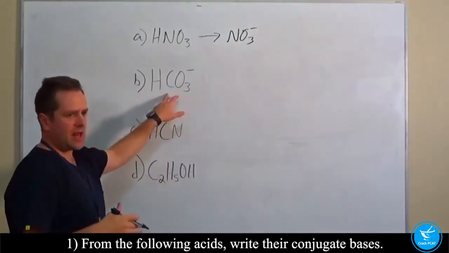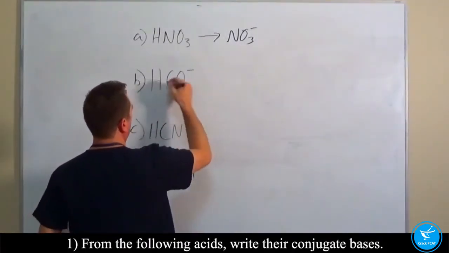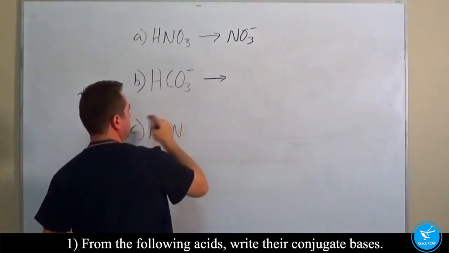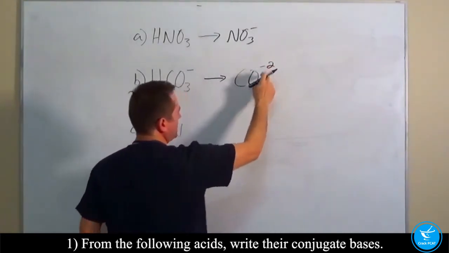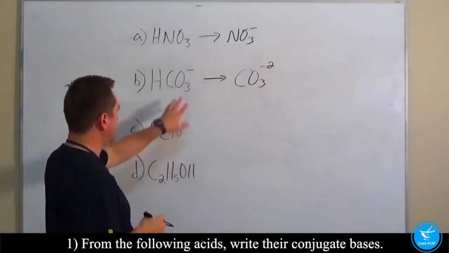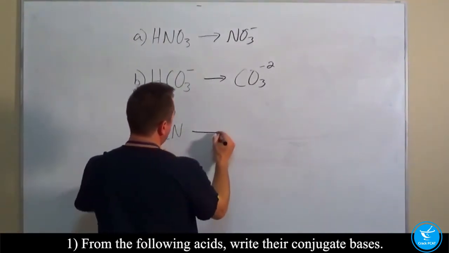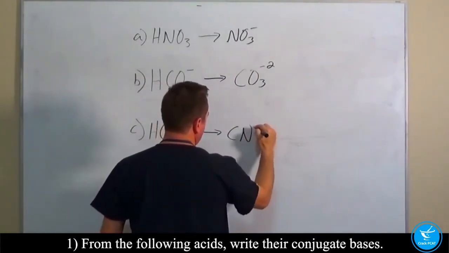What about this one? It's kind of a carbonic acid ion, or it was carbonic acid at one point probably. So if we take off this additional hydrogen, we're left with carbonate, which now has a -2 charge. Don't forget about the charges there. Here we have hydrocyanic acid, and if we remove that hydrogen and deprotonate it, we're just left with cyanide ion.